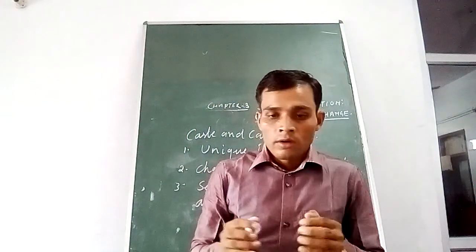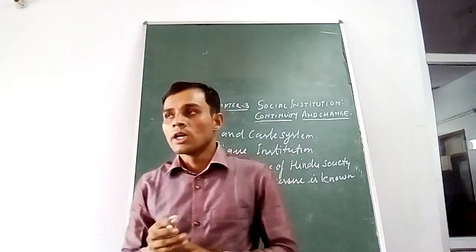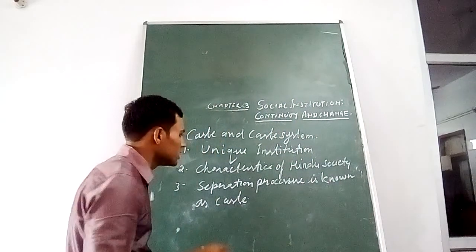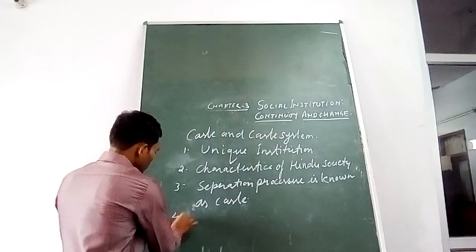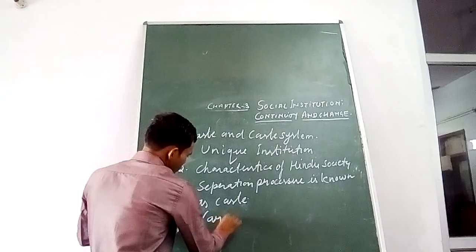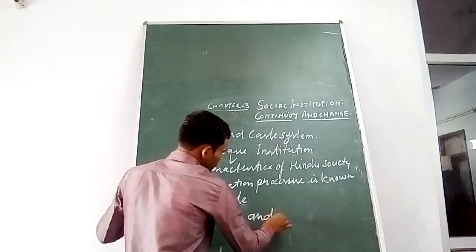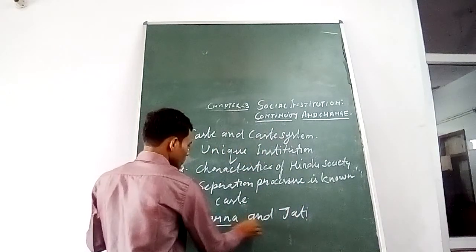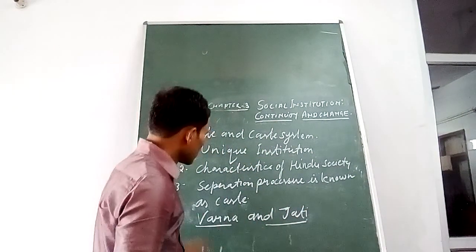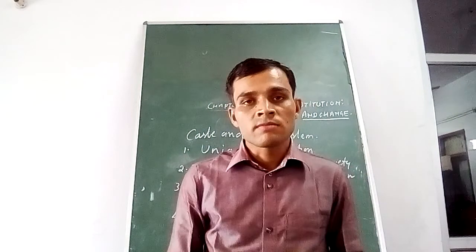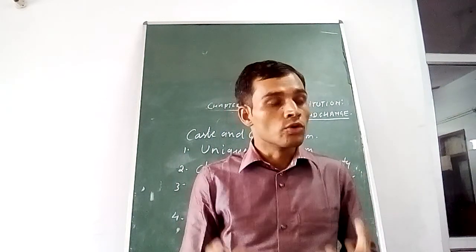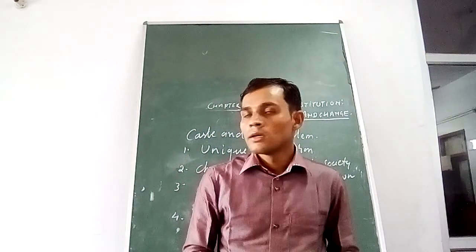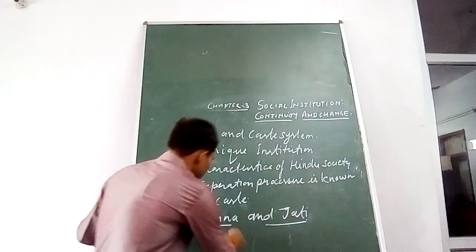Here, another term related to Varna and Jat. Varna and Jat, what is the literal meaning of it? Varna is an open system, but Jat is a closed system, where Varna literally means colors. It means there are 4 Varnas.